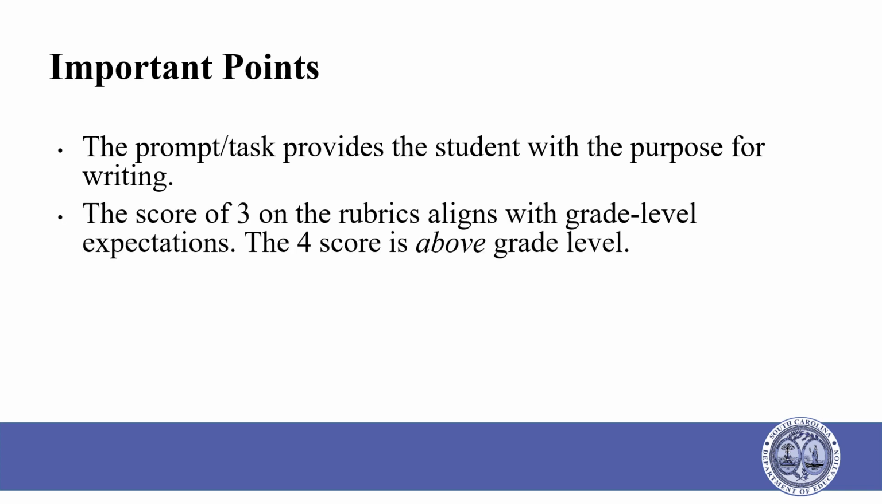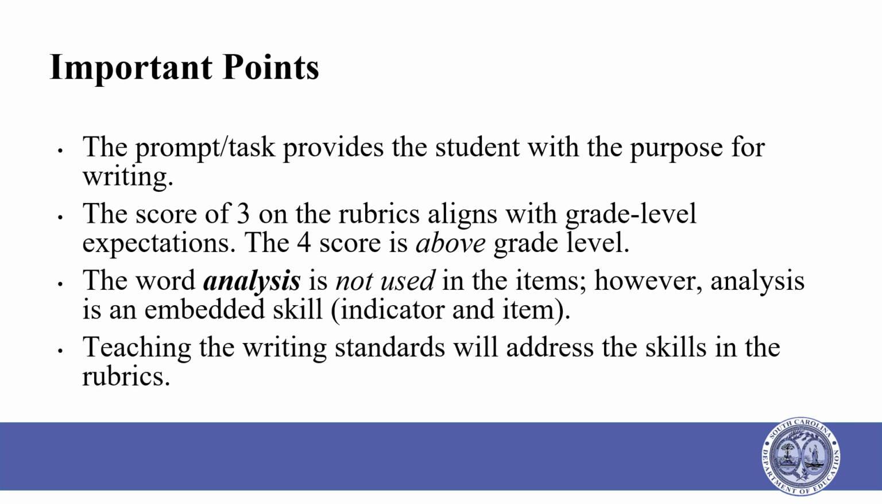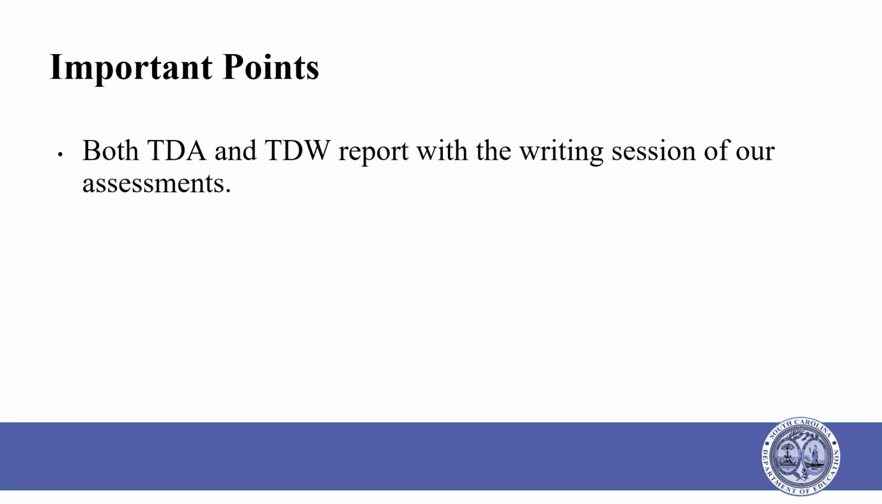The score of 3 on the rubrics aligns with the grade level expectations. The score 4 is above grade level. The word analysis is not used in the items. However, analysis is an embedded skill within the indicator and the item. Teaching the writing standards will address the skills in the rubrics. Both the TDA and TDW items report with the writing session of our assessments.